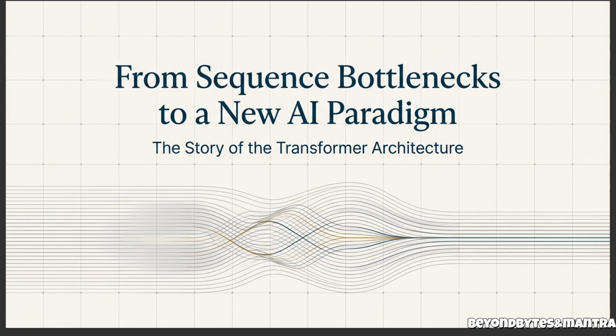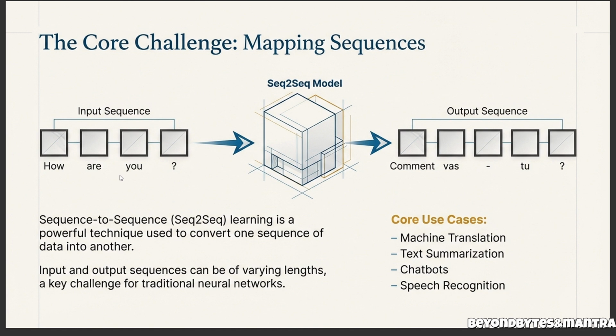Imagine asking a computer to translate "how are you" into French, and you see the computer replying "comment vas-tu". This is the essence of sequence to sequence learning. It's about mapping one sentence or sequence into another, even when the input and output lengths don't match.